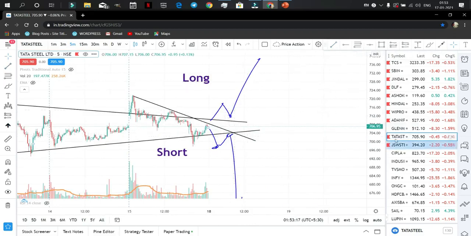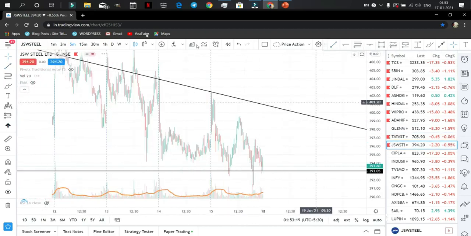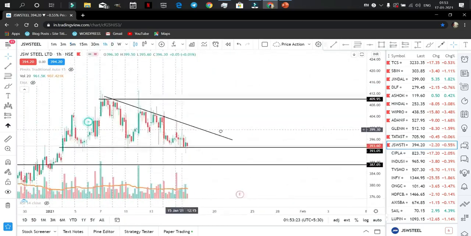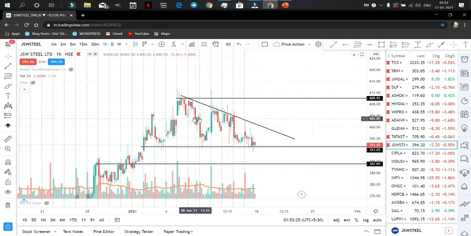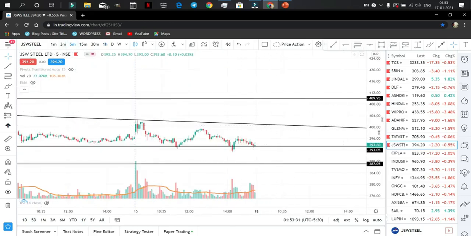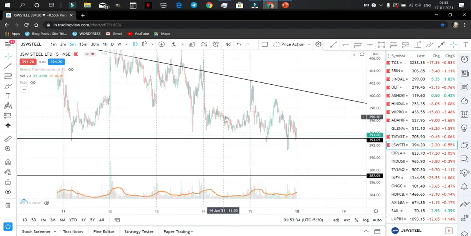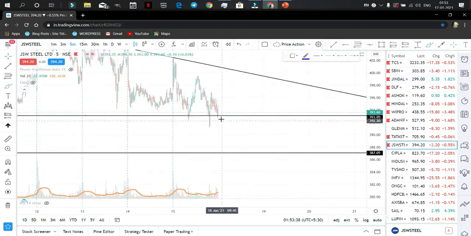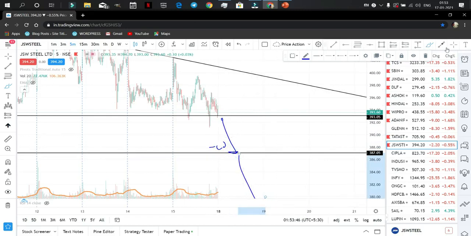And then we have JSW Steel. On the hourly time frame, you can see that there is a sort of descending triangle being formed. So you can expect to take a short trade in JSW Steel. If the stock goes below this level along with heavy volume, this could be a target 1, and then we can offload 50% of our position at this point, and then we can hold on to the trade.